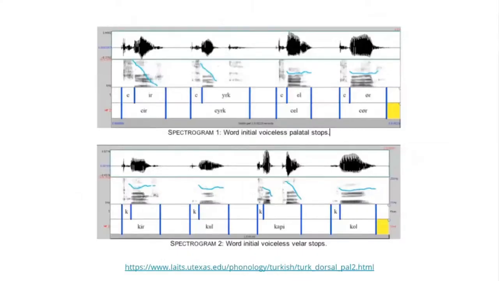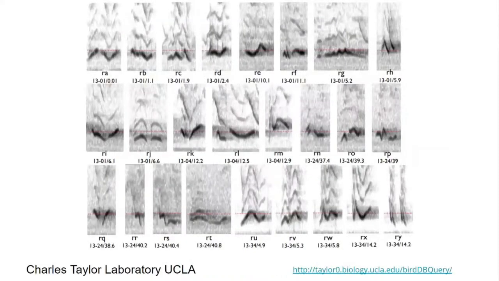And this is also useful, for instance, if you're in linguistics, using it to analyze different phonemes. And also at the Charles Taylor Laboratory, it was a combination of linguists and ornithologists and all sorts of engineers, artists. It was a very multidisciplinary lab, but they were trying to break down birdsong into phonemes in order to look at the grammar and structure of birdsong. So this is a way of understanding things at a granular level.